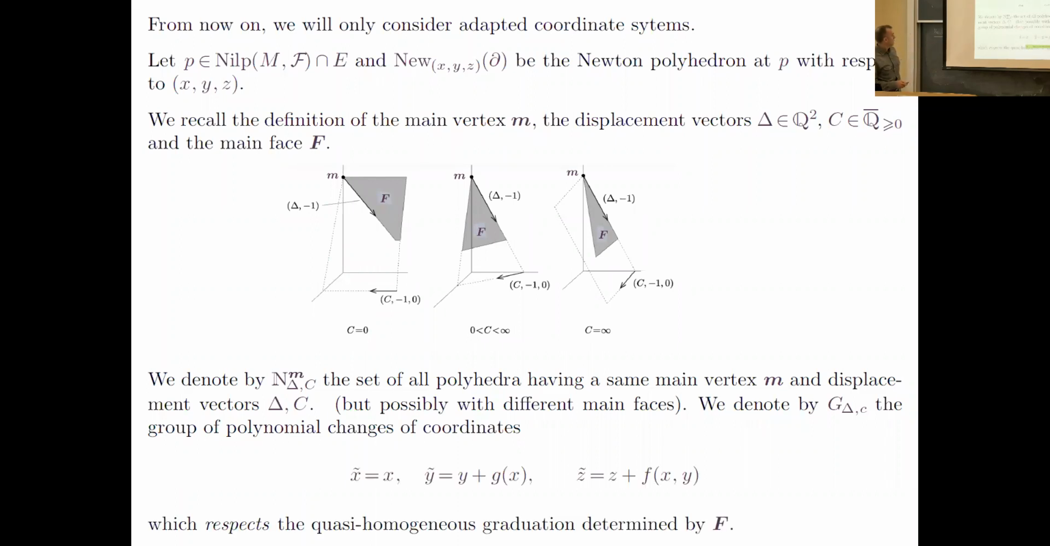Now I'm going to define a group, which I call the group acting on the face. This is in some sense a particular case of the group of changes of coordinates in adapted charts that I showed a moment ago, which are just polynomial changes of coordinates which have this form here. So they are triangular in x, y, and z. And moreover, I ask that these polynomials g and f respect the quasi-homogeneous graduation determined by f.